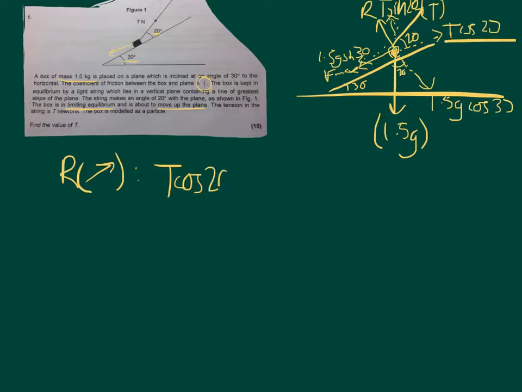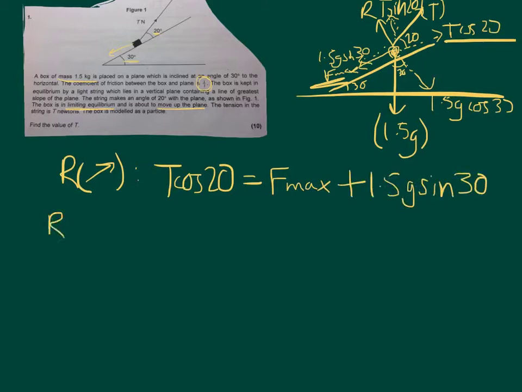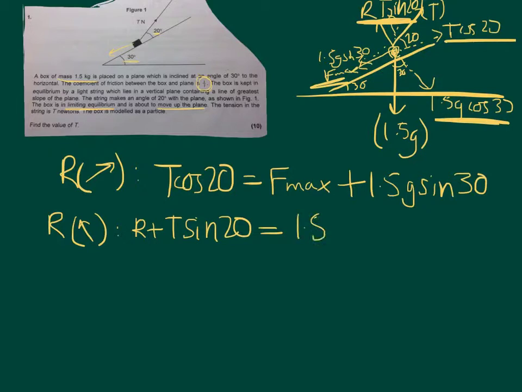Okay, so now we can say resolving parallel to the plane, we've got everything going this way, T cos 20, equal to everything going this way, equals F max plus 1.5 g sine 30, and then resolving perpendicular to the plane, we've got everything going up, which is R plus T sine 20, is equal to everything going down, 1.5 g cos 30.